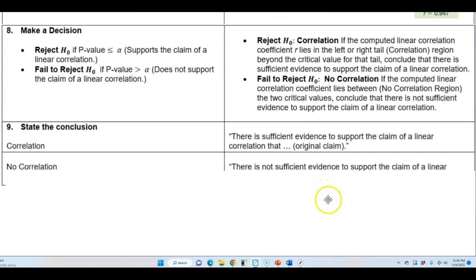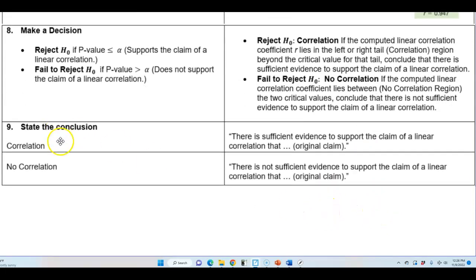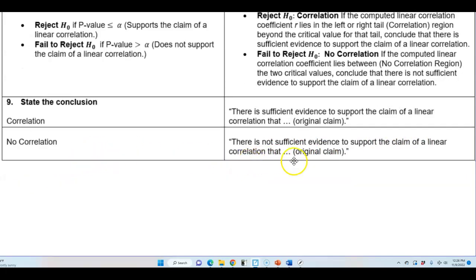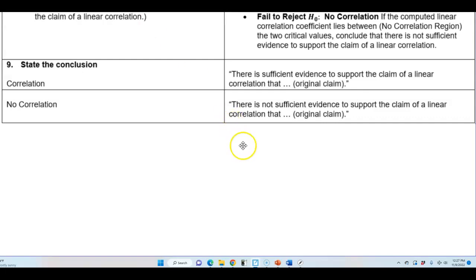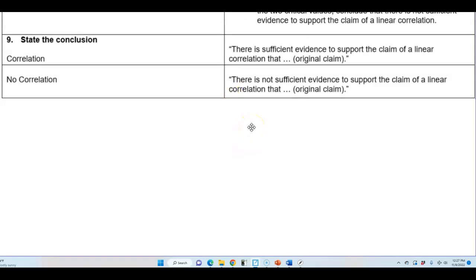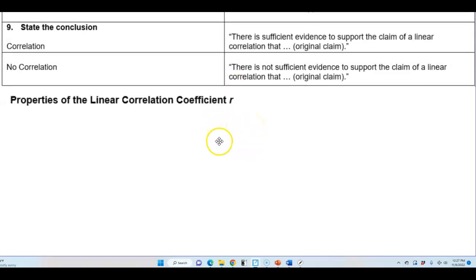So here are your conclusions. If you have a correlation, you would say that there is sufficient evidence to support the claim of a linear correlation, followed by the original claim. And if you have no correlation, you would state that there is not sufficient evidence to support the claim of a linear correlation, followed by the original claim.